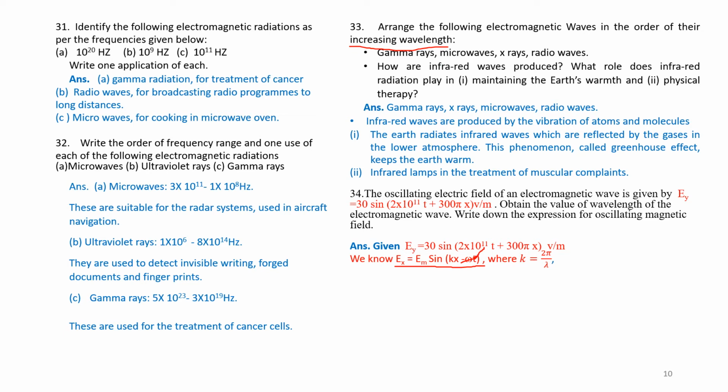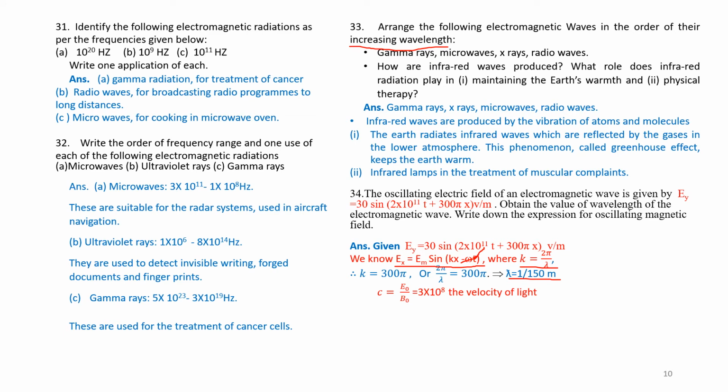Therefore, k is equal to 2 pi by lambda. The standard formula for k is 2 pi by lambda, so we compare this with the given equation and substitute the values. Comparing, 2 pi by lambda is equal to 300 pi. So we get lambda equal to 1 over 150 meters.